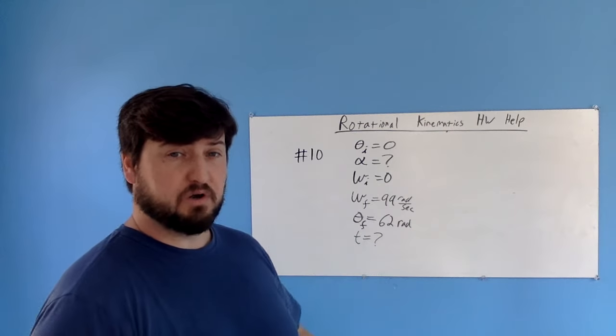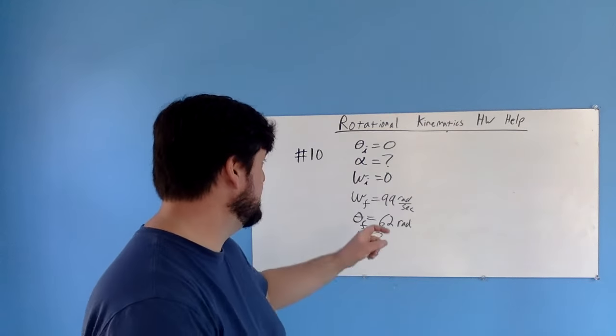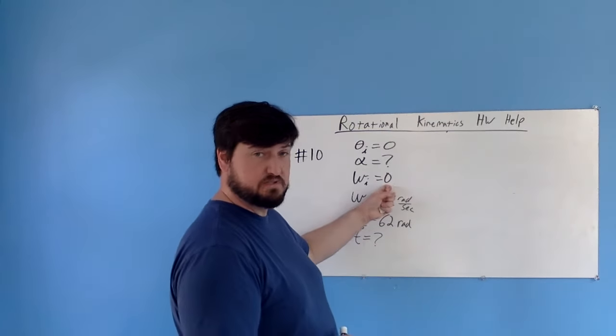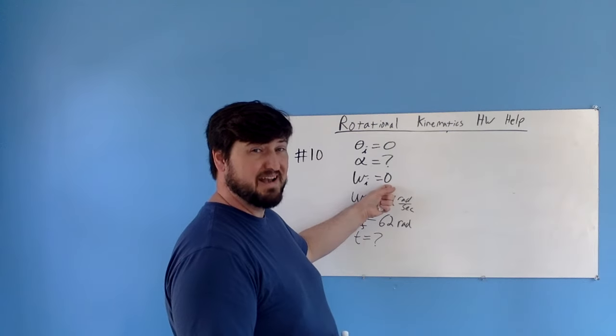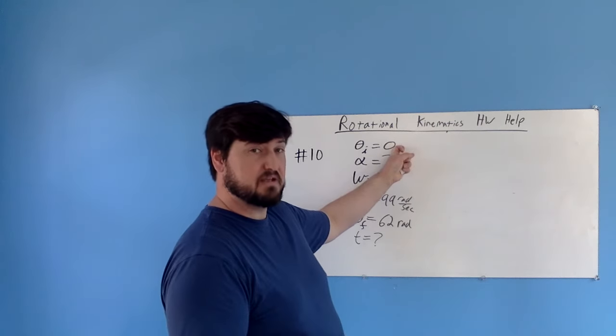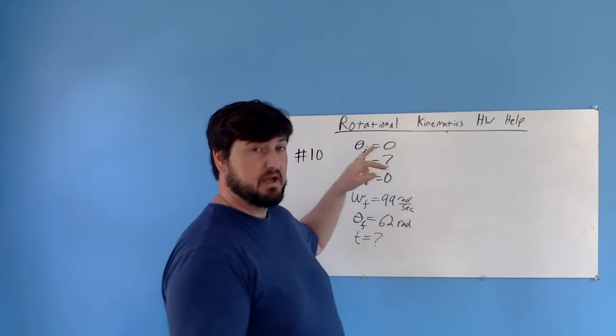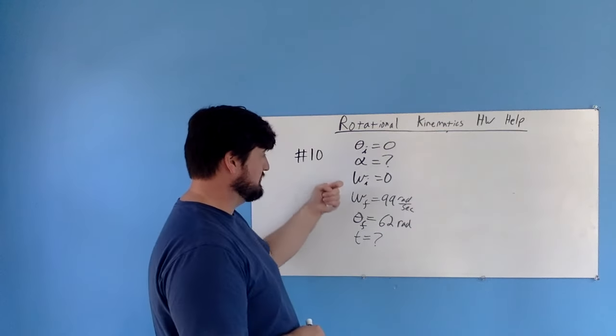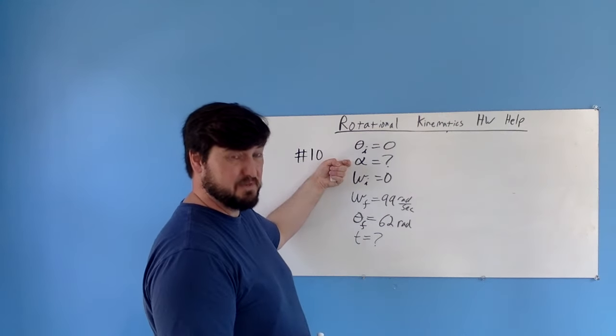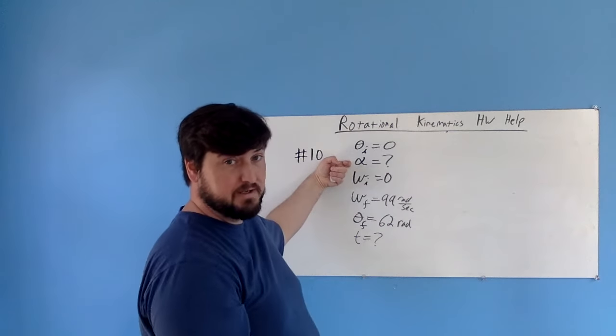A record player starts from rest. Okay, so rest means that it has zero speed, right? And it's at an angle of zero. So its initial theta is also 0 radians, okay? It has a constant angular acceleration, okay? But it doesn't tell us what that is, so that's a pain in the butt. Still a question mark there, right?